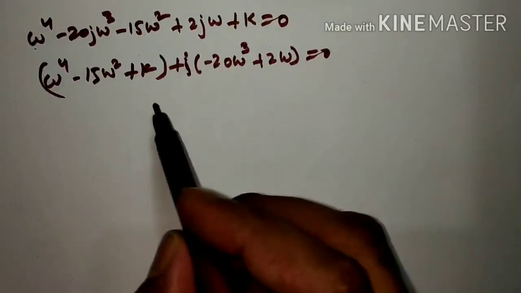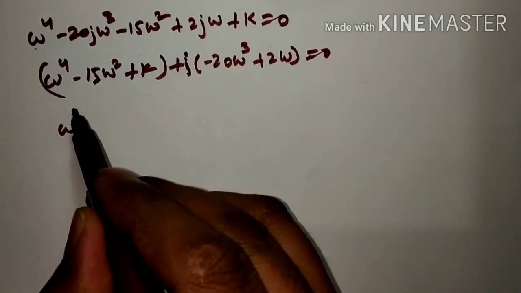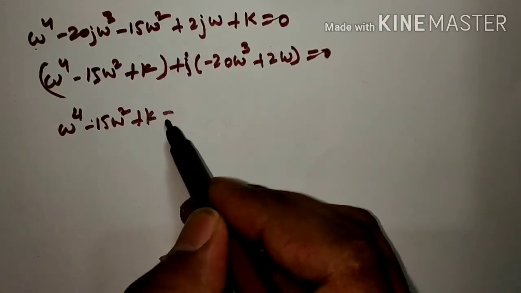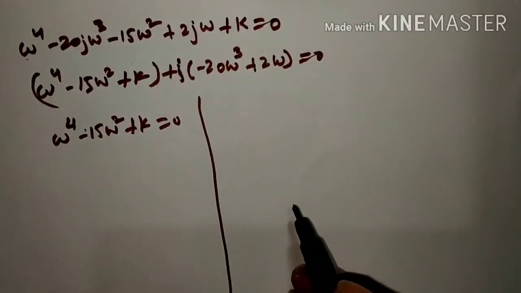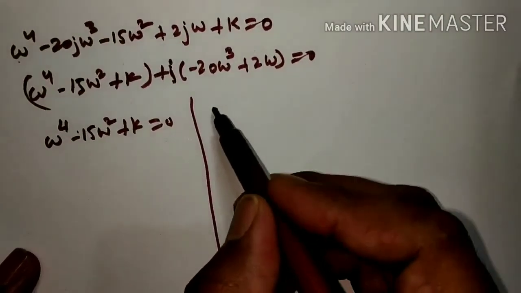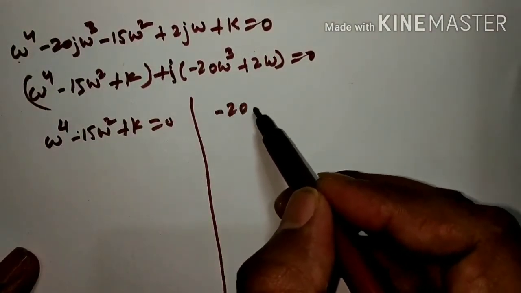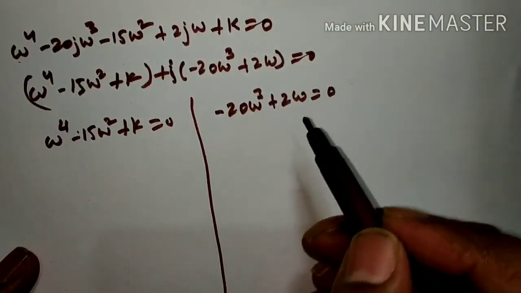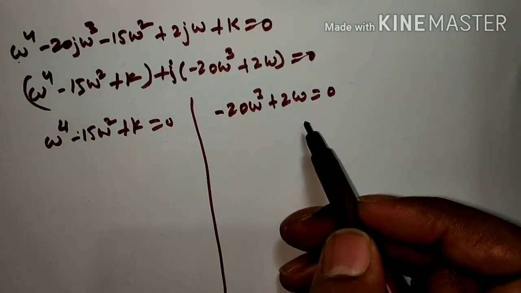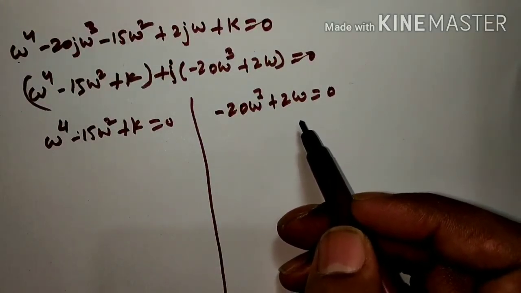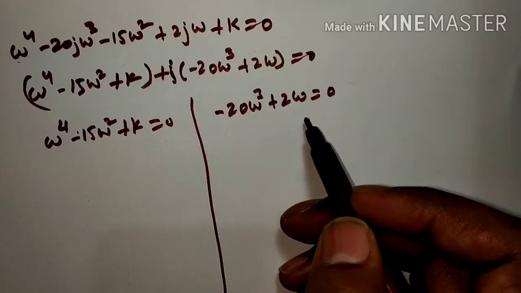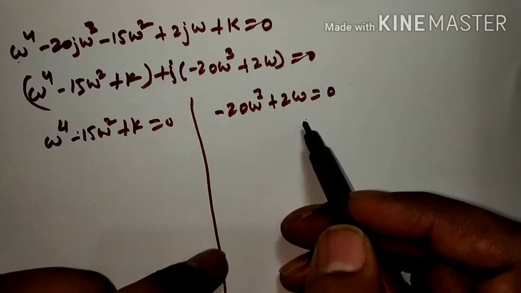This is like a complex number. So the real part: omega^4 minus 15 omega^2 plus K is equal to 0. Next, the imaginary part: minus 20 omega^3 plus 2 omega is equal to 0. So what do we get now?